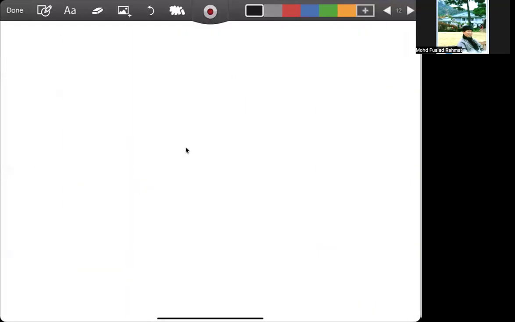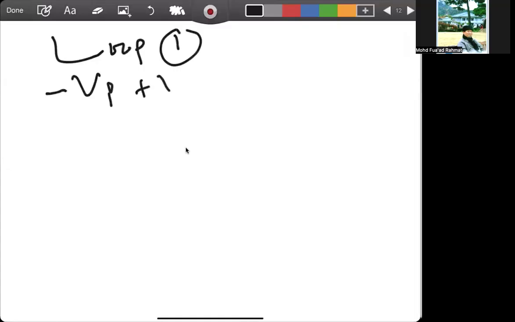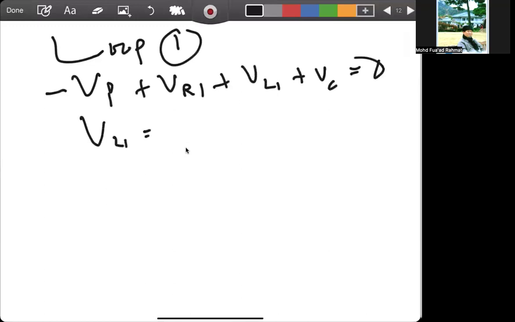Then we go to loop 1. The loop 1 equation is minus VI plus VL1 plus VC equal to 0. VL1 is equal to minus IR1 R1 minus VC plus VI, the input.